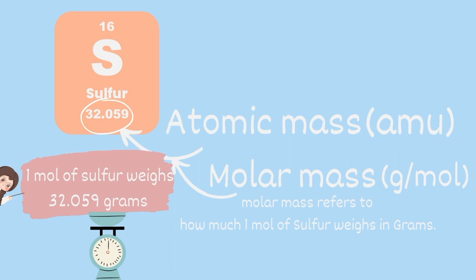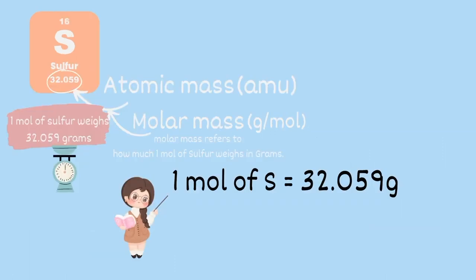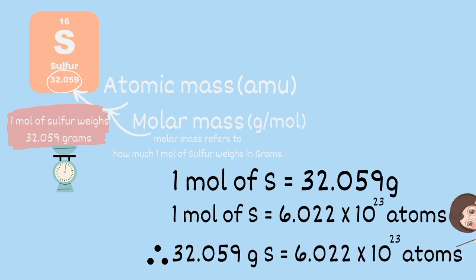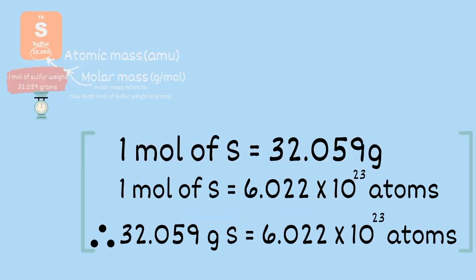Okay, so let's put all of that information together and see what we get. 1 mole of sulfur is 32.059 grams. 1 mole of sulfur is also equal to 6.022 times 10 to the 23rd atoms. Therefore, 32.059 grams of sulfur is equal to 6.022 times 10 to the 23rd atoms. So we can see there's a relationship between not only moles to grams, moles to number of atoms, but also grams to number of atoms.